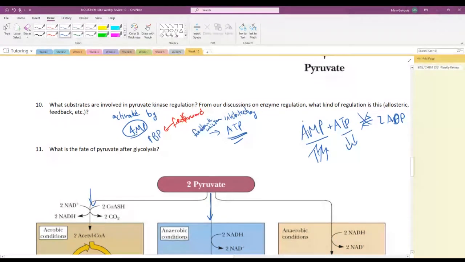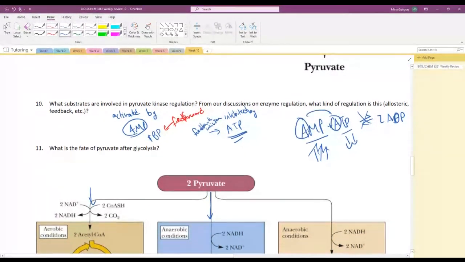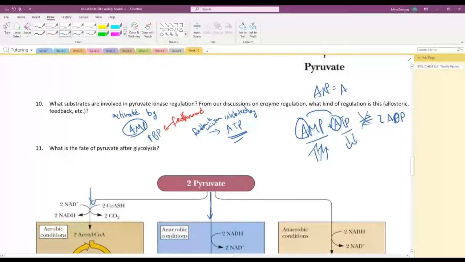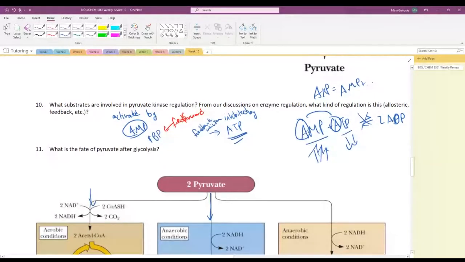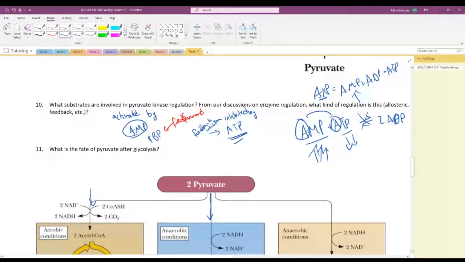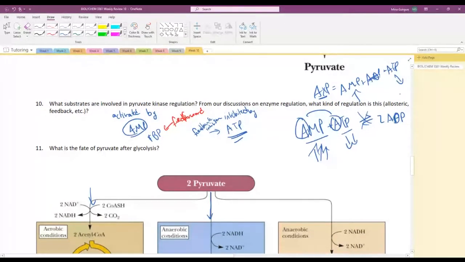Because at the end of the day, it's adenosine in both of these. So the total amount of adenosine has to be fixed. So AXP equals AMP plus ADP plus ATP. So if this is fixed and you have a high amount of this and just some of this, we don't really need to worry about it, it means ATP is going to be lower. Okay? So the more AMP you have, the less ATP you have. That's why it's activating pyruvate kinase.